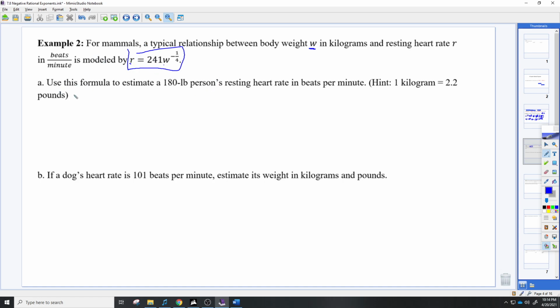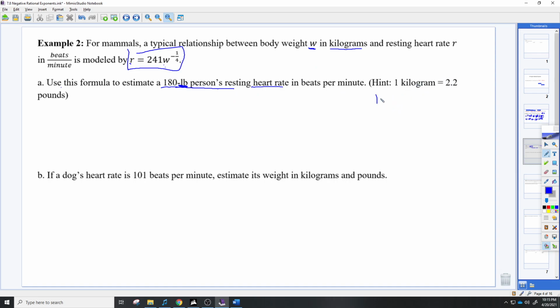All right, now on part A. Use this formula to estimate a 180-pound person's resting heart rate, in beats per minute. And we also have this conversion here, where 1 kilogram equals 2.2 pounds. If you notice in the example, this weight has to be in kilograms. So when we put W here, it has to be in kilograms. But we actually have 180 pounds, not kilograms. So that's why we have to use this little hint here. We're first going to change pounds into kilograms.